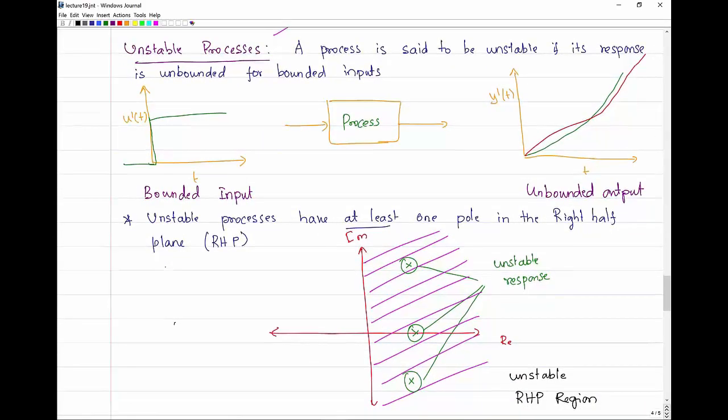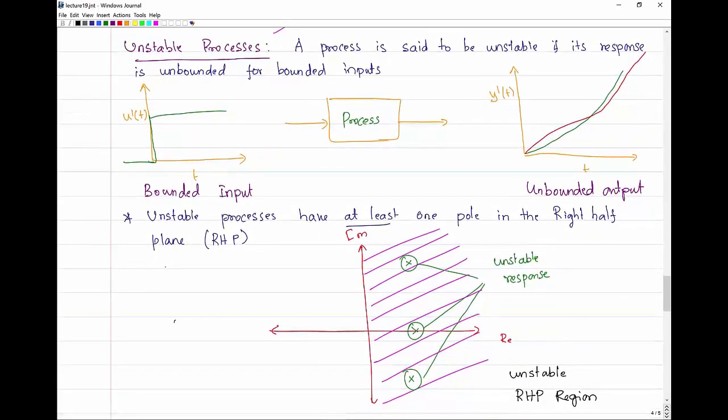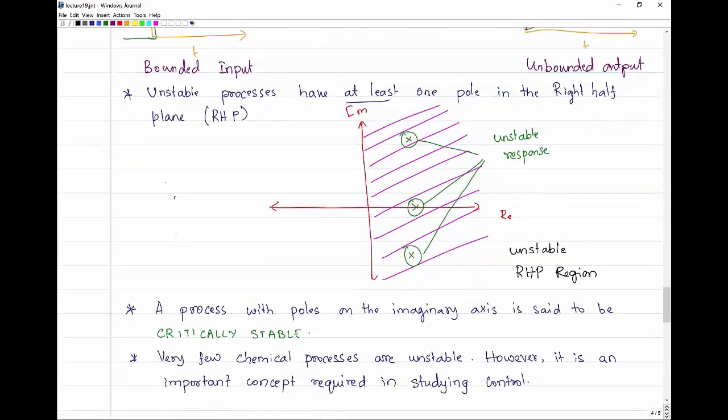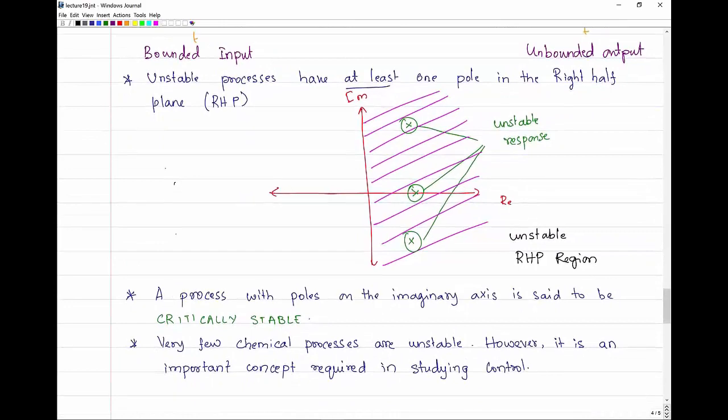And unstable processes, it turns out, have at least one pole in the right half plane. An unstable process does not necessarily have to have all its poles in the right half plane. It just needs to have a single pole in the right half plane for it to be considered an unstable process. And a process with poles on the imaginary axis is said to be critically stable.